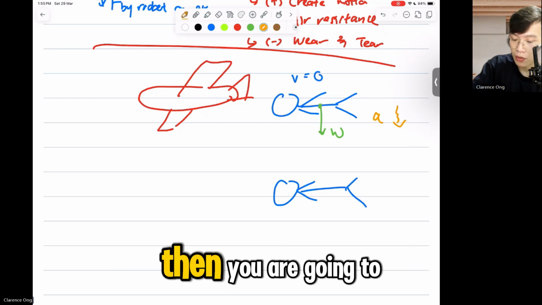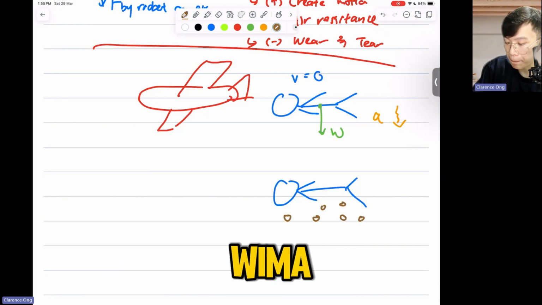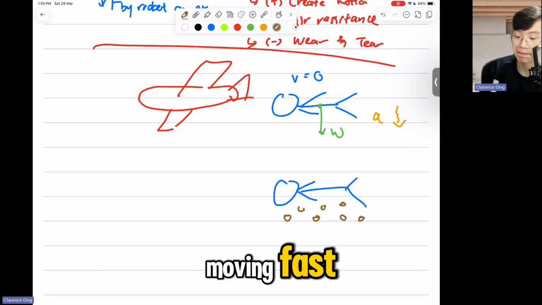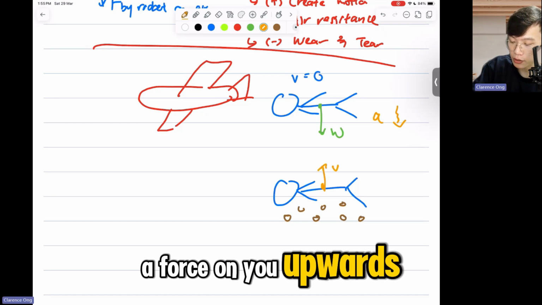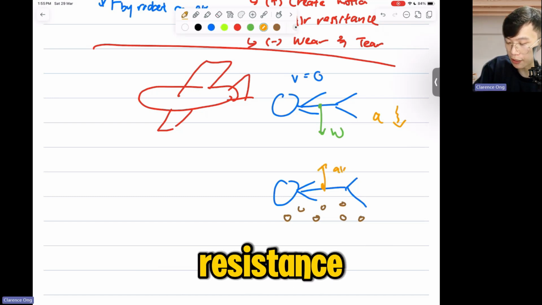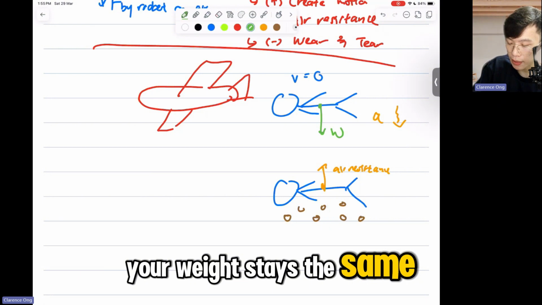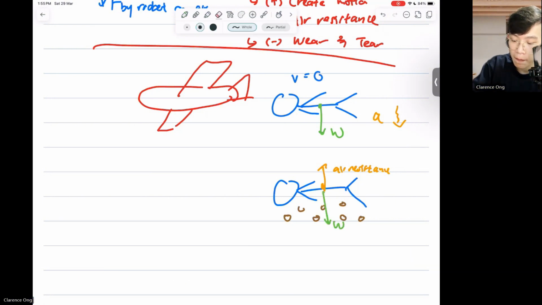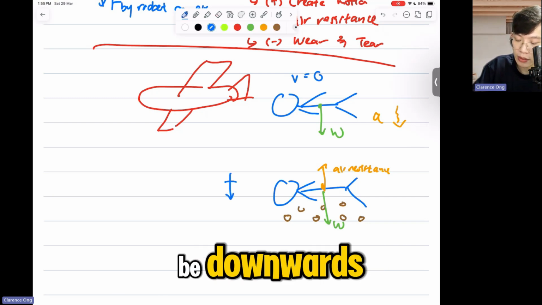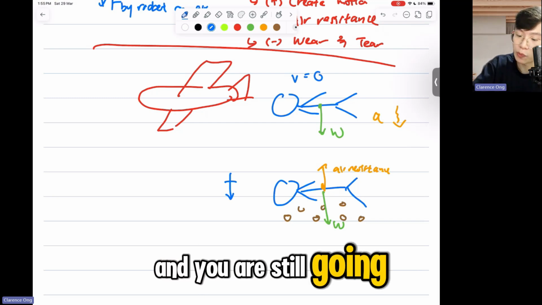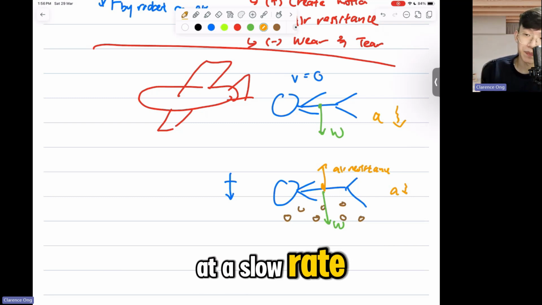And then you are going to crash into more air molecules. There are air molecules in the way, and you are going to crash into them because you're moving fast. So these air molecules will exert a force on you upwards. This is called your air resistance. Your weight stays the same in magnitude. Because the weight is still greater than the air resistance, the net force will still be downwards. And you are still going to be accelerating downwards. It's just that now your acceleration will be at a slower rate.